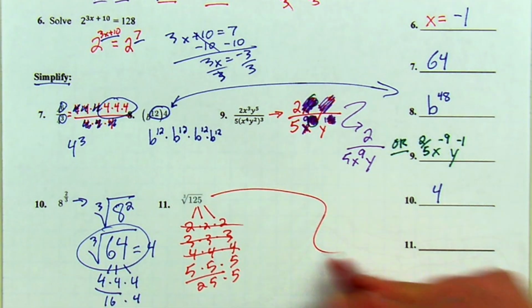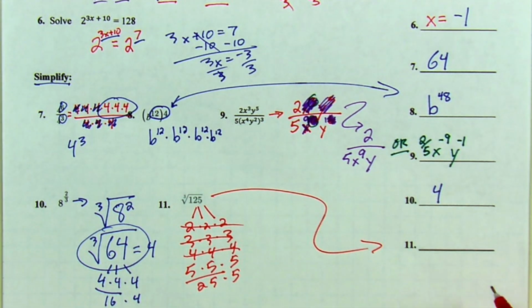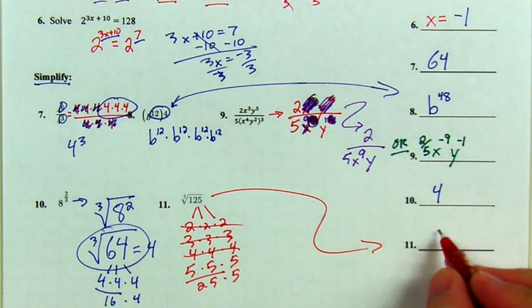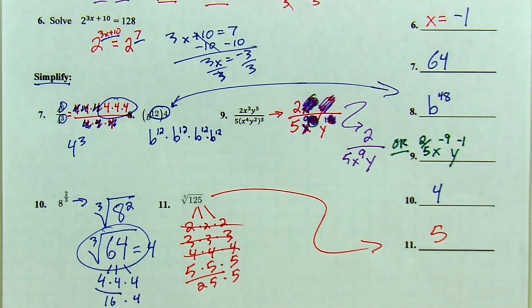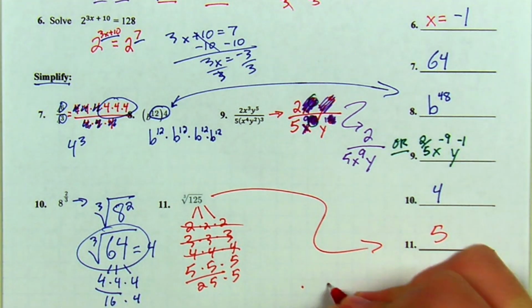So what is the cube root? What do you get when you uncube a 125? You get 5. All right, that is that.